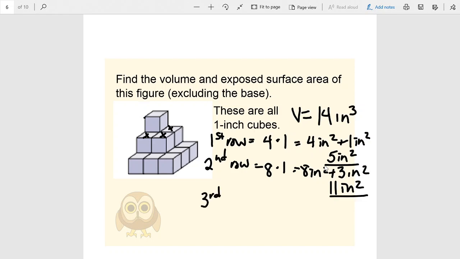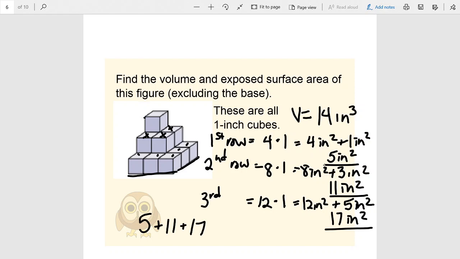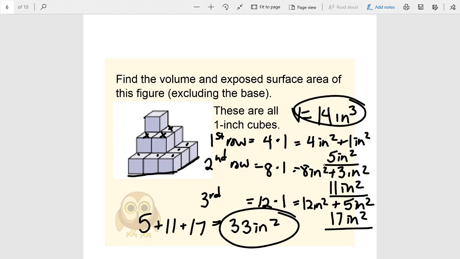Lastly, the third row, same way. I'm going to say I have a perimeter of 3 by 3 by 3 by 3, giving me 12, still a height of 1, gives me 12 square inches for lateral surface area plus 1, 2, 3, 4, 5 inches squared for the exposed bases. So I get a total of 17 inches squared for this last row. Adding it all up, 5 plus 11 plus 17, I'm going to get a total of 33 inches squared for the surface area. So volume of 14 inches cubed, a surface area of 33 inches squared.